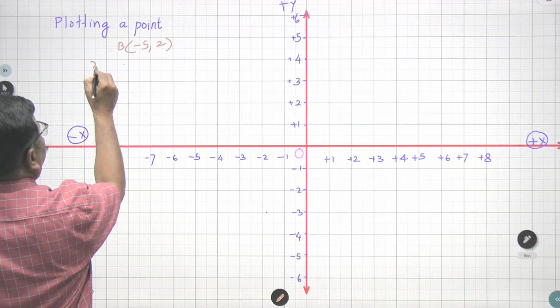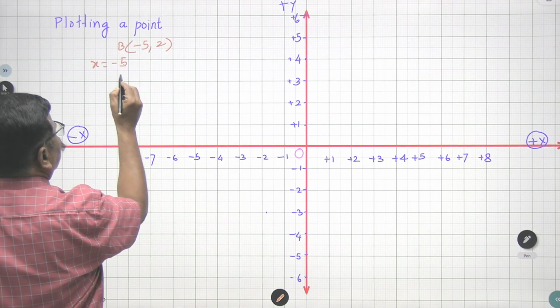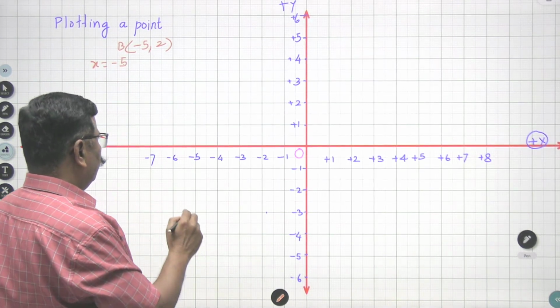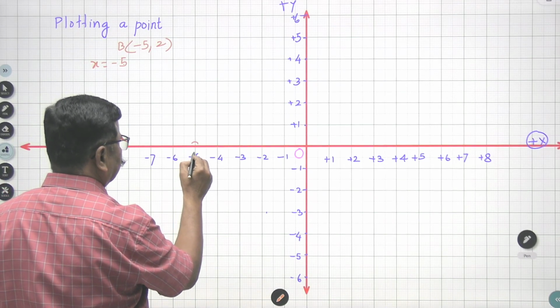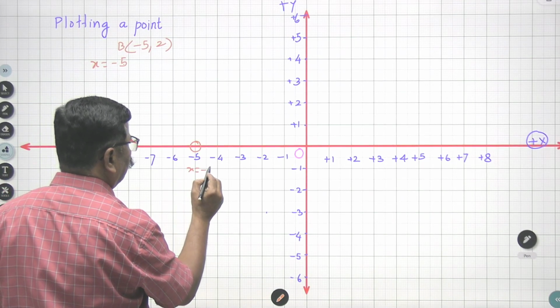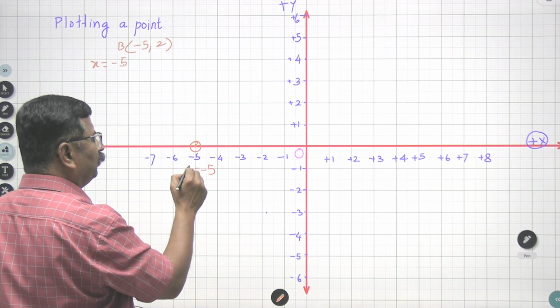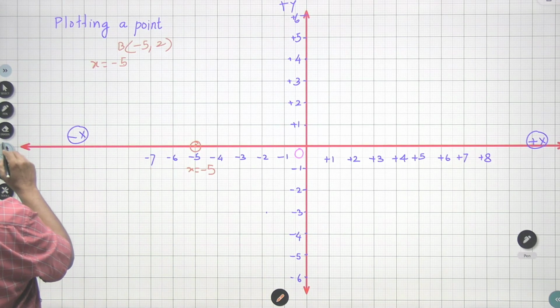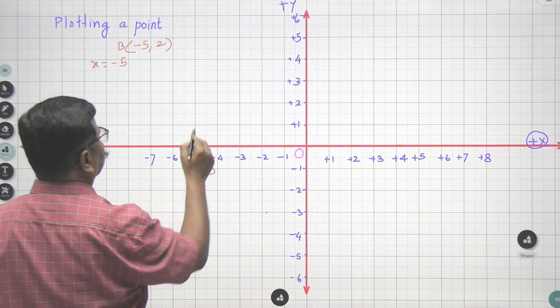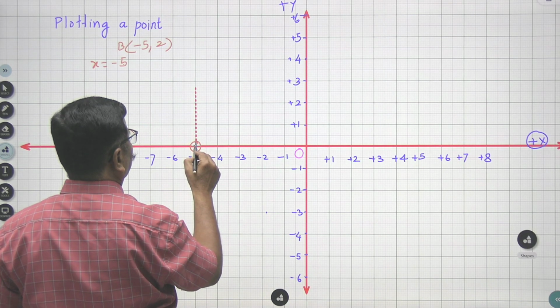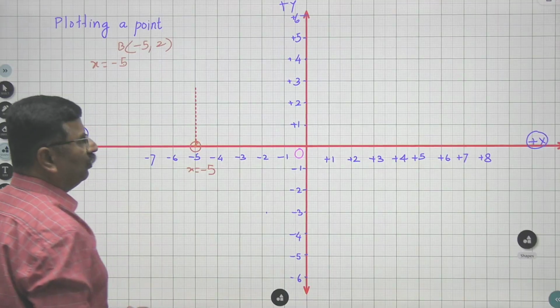Here x is equal to minus 5. So we have to search for minus 5 on the x-axis. Minus 5 on the x-axis is here. This is x equal to minus 5. So from this point, draw the perpendicular to the x-axis. The perpendicular is this.